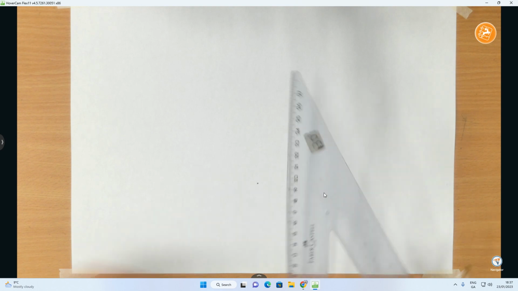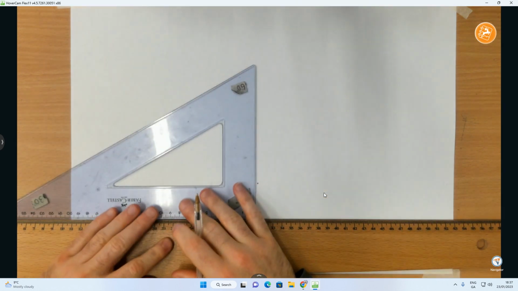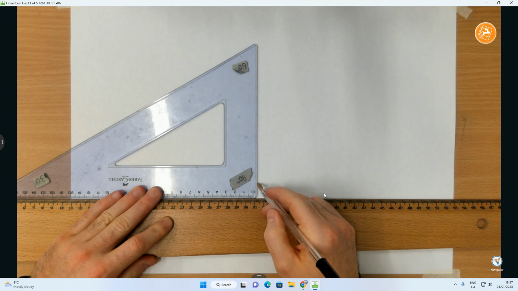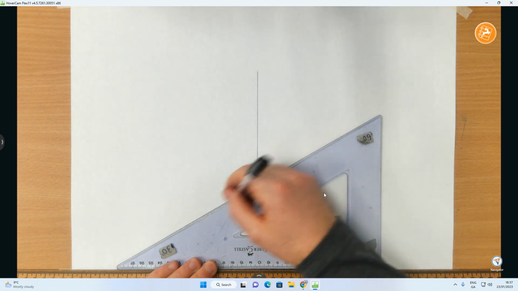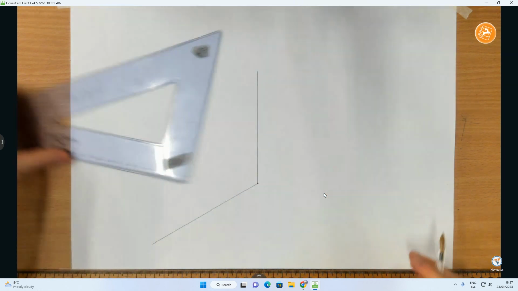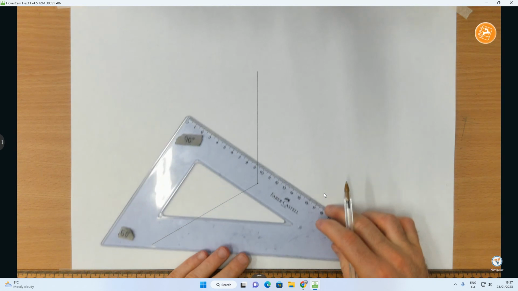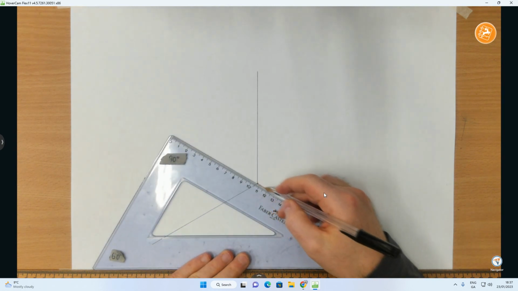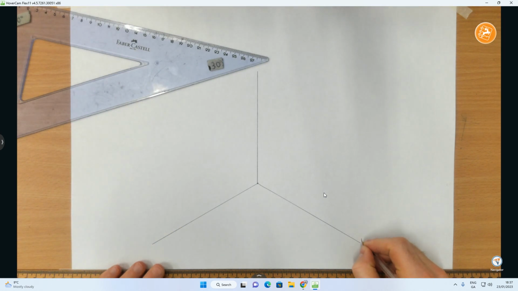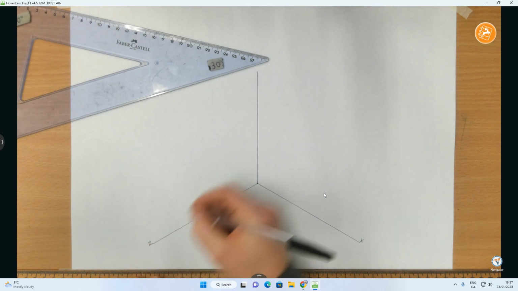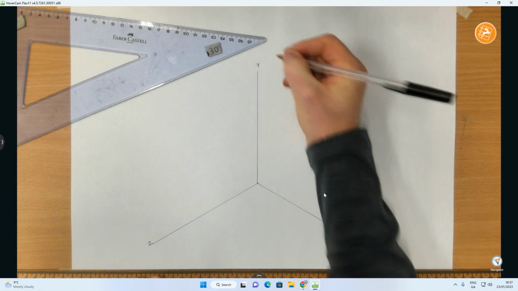Now from there, I want to do a vertical line to do my y-axis. I want to do a line down at 30 degrees to the left to do, in this case, my z, and a line at 30 degrees to the right to do my x. So there's my x-axis, my z, and my y.